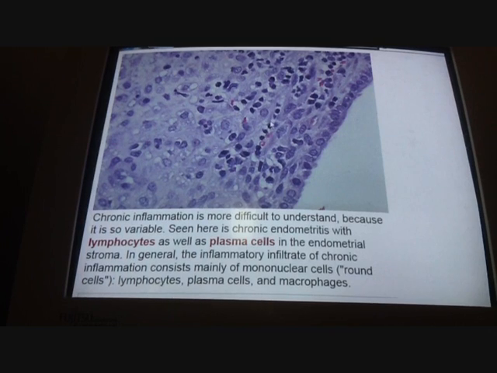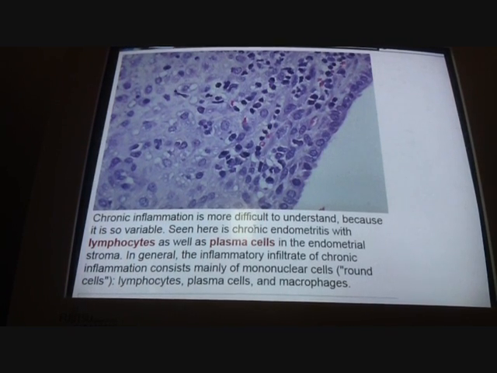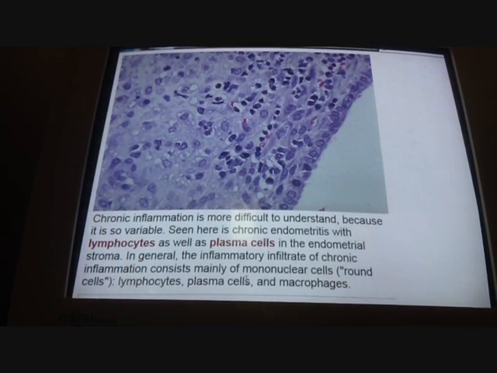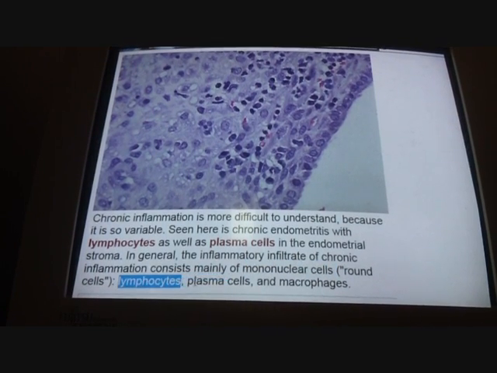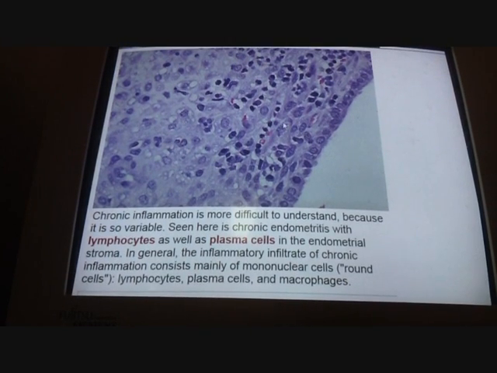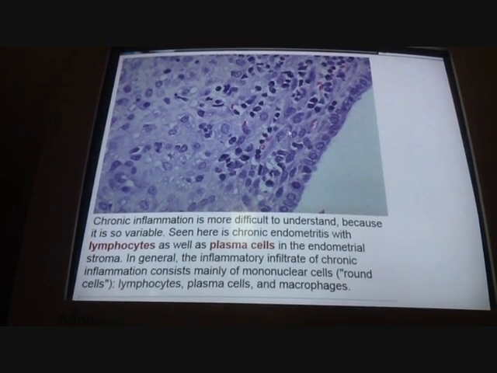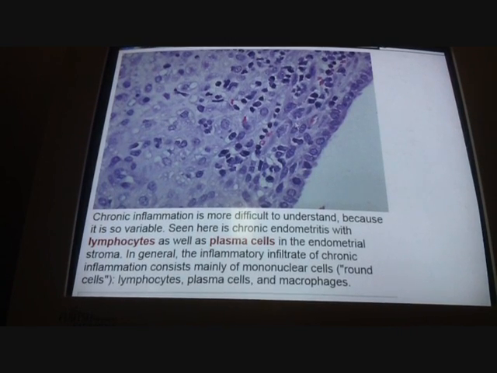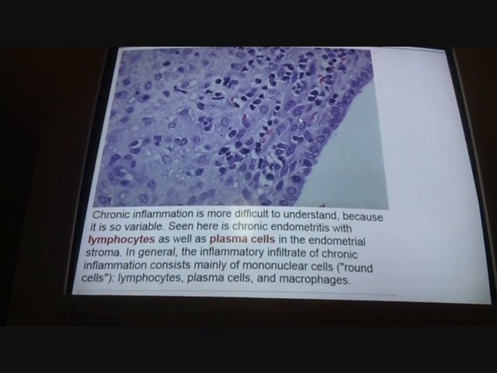And we have the lymphocytes, which are components of chronic inflammation. So components of chronic inflammation are what we call mononuclear cells, composed of lymphocytes, plasma cells, and macrophages. And macrophages have rather more irregular shapes of nuclei. This could be a macrophage, it could be a stromal cell as well.